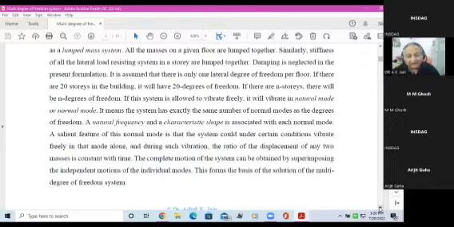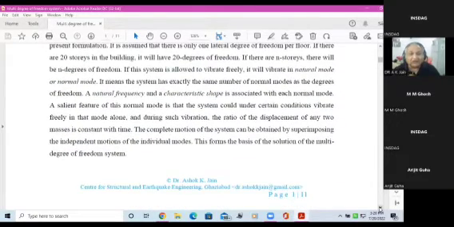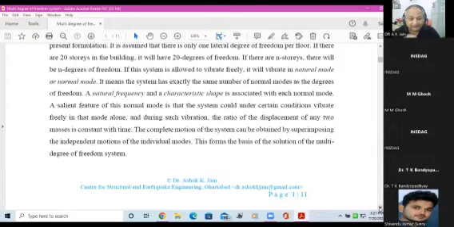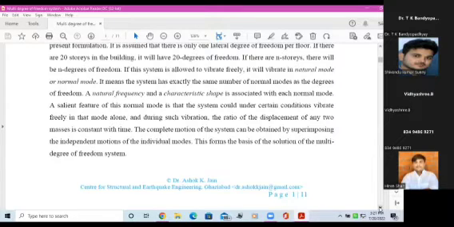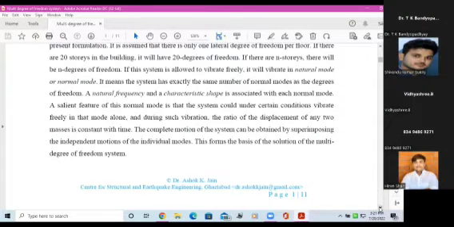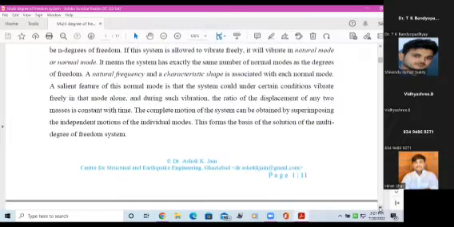And if the system is allowed to vibrate freely, it will vibrate in natural mode, or what we call normal mode. It means the system has exactly the same number of modes as the degrees of freedom. A natural frequency and a characteristic deflected shape is associated with each normal mode. A salient feature of this normal mode is that the system could, under certain conditions, vibrate freely in that mode alone. And during such vibration, the ratio of the displacement of any two masses is constant with time. The complete motion of the system can be obtained by superimposing the independent motions of the individual modes. And this particularly forms the basis of the solution of multi-degree of freedom systems.